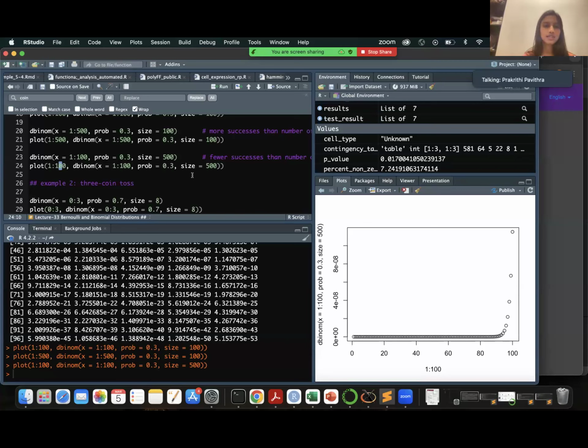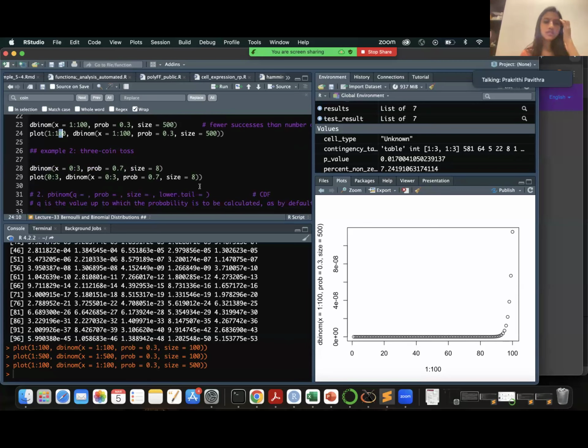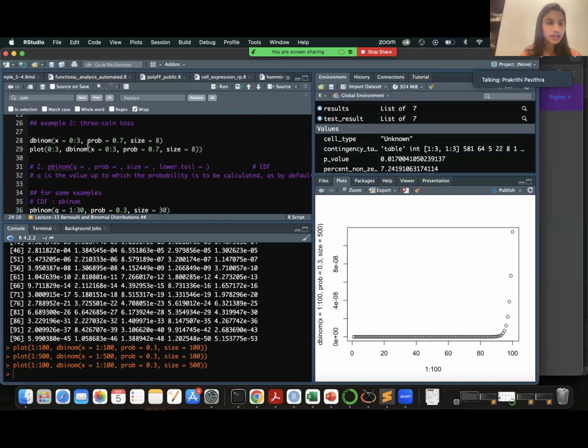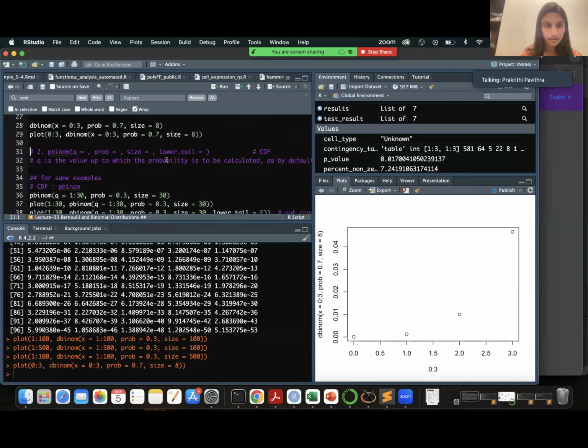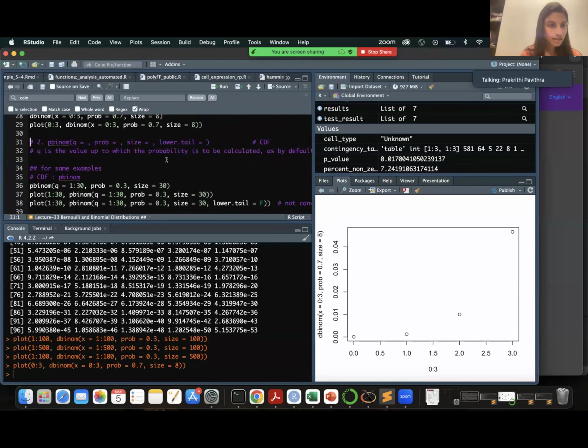So you have to use the right values to get a good, correct distribution. And here we're just trying the same. And now the next thing is P binom.